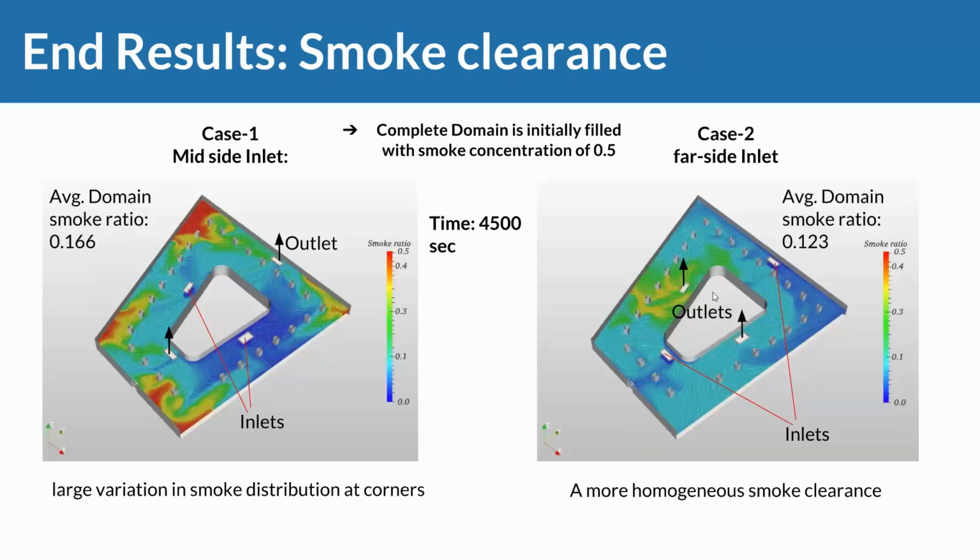And then the other scenario we want to look at is smoke clearance, right? And what we're looking at here is we assume at the beginning of the simulation that the entire parking garage is filled with 50% smoke concentration, right? And we're letting our system run for 4,500 seconds. The same system, basically, same energy is being used. So we've got inlets and outlets, and we want to see where are we by the end, right?